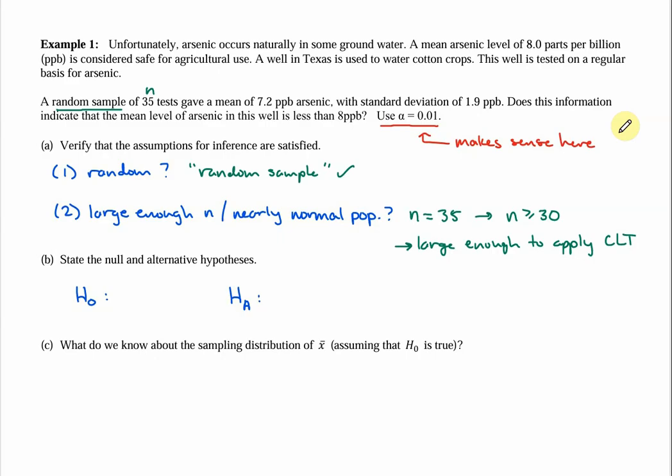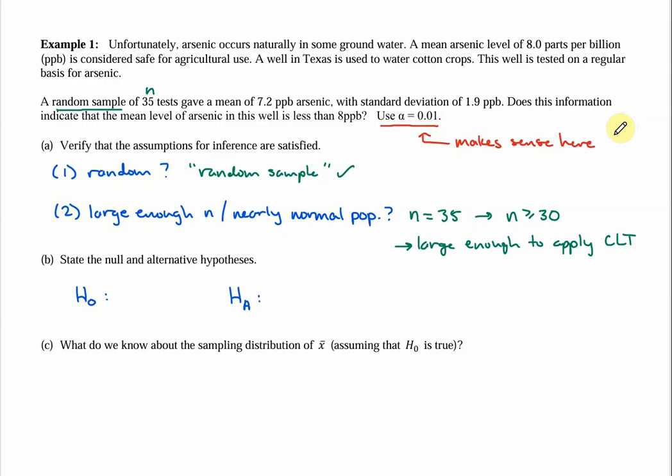So since we're looking for evidence that the well is safe, that the mean level of arsenic is less than 8 parts per billion, we're making it really tough to make the error of concluding that it is safe if it's unsafe, by pushing the alpha down lower. So that's why it's 0.01 instead of 0.05. It's because one way of being wrong in this case is a lot worse than the other just because of the context. So you kind of adjust for that.